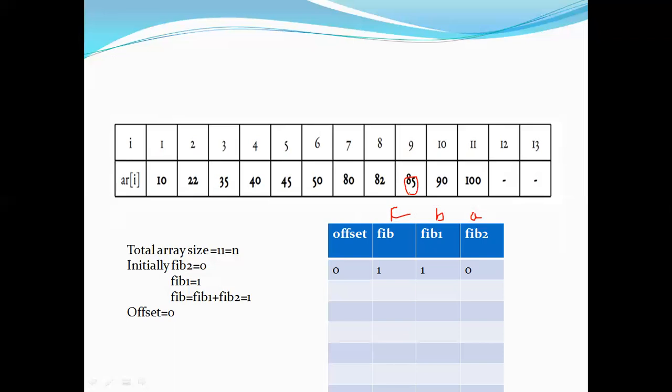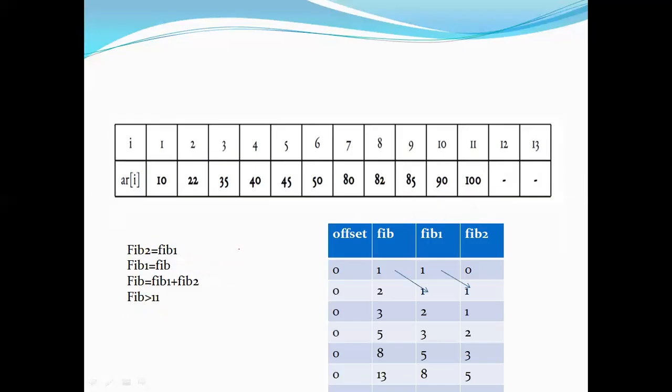From this element we need to calculate the Fibonacci series. We already know how to calculate the Fibonacci series, and the loop will be iterated, that is, Fib will be calculated until it is greater than 11. Why should I take 11 here? I took 11 because 11 is the total size of the array. So we need to find the Fib value up to greater than 11.